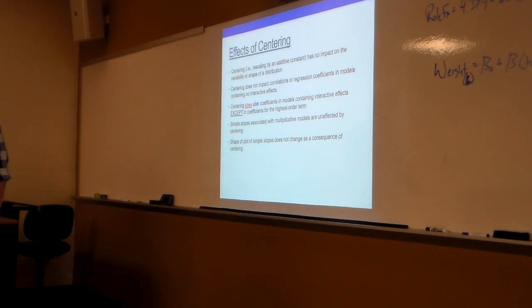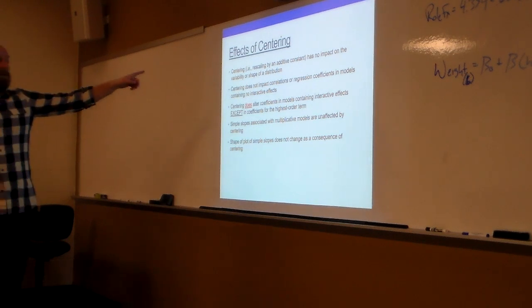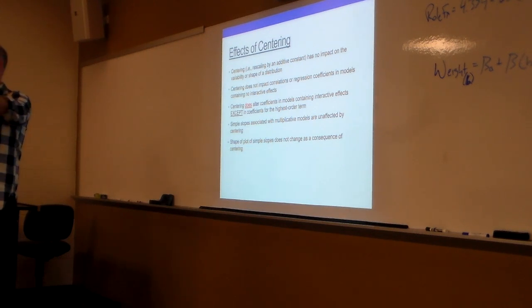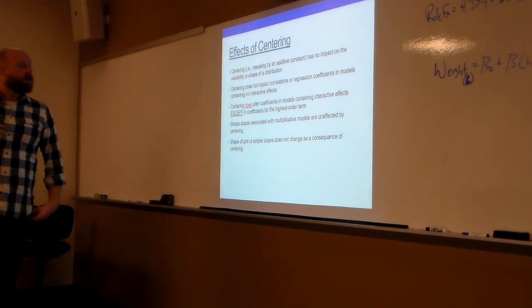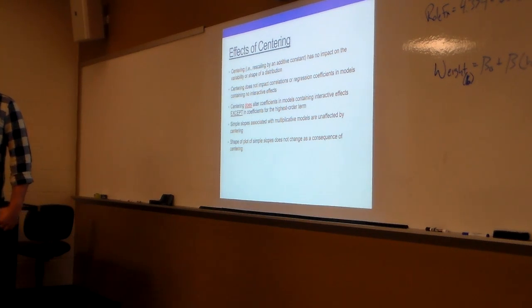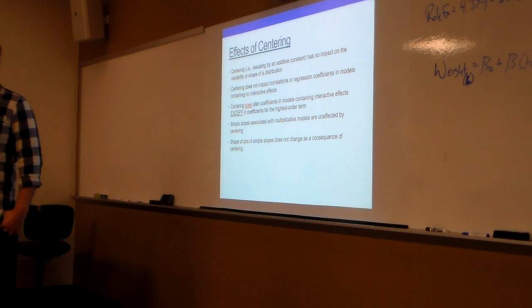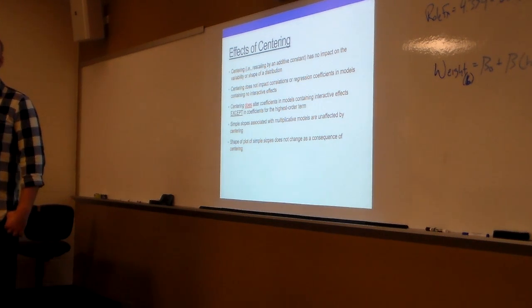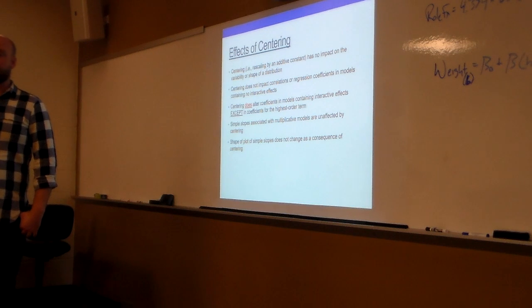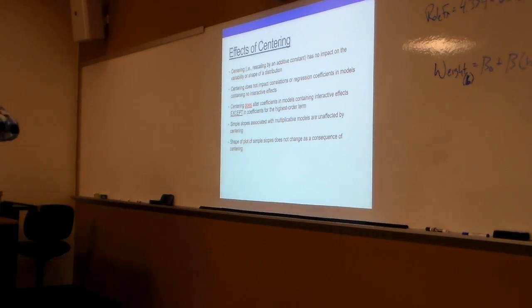So when we go through and we center, no impact on the shape or variability of the distribution. Variability is the same, shape of the distribution is the same. We just took that thing and slid it around so the middle of the distribution is now equal to 0. Centering doesn't impact correlations or regression coefficients in models that don't have any interaction effects, right? If I look at the correlation between my centered variables and my uncentered variables, identical. If I look at my regression coefficients for my centered variables and my uncentered variables, they're going to be identical, except for the intercept, right?